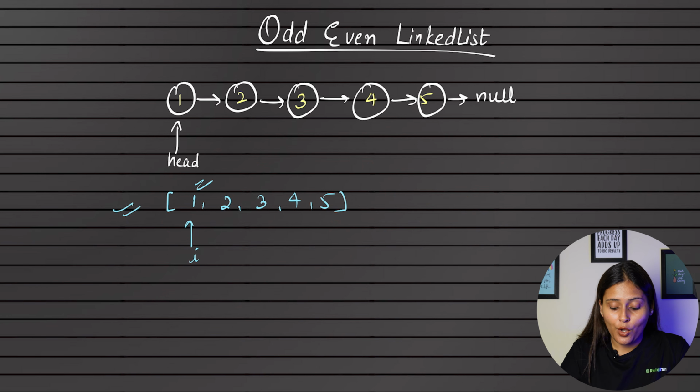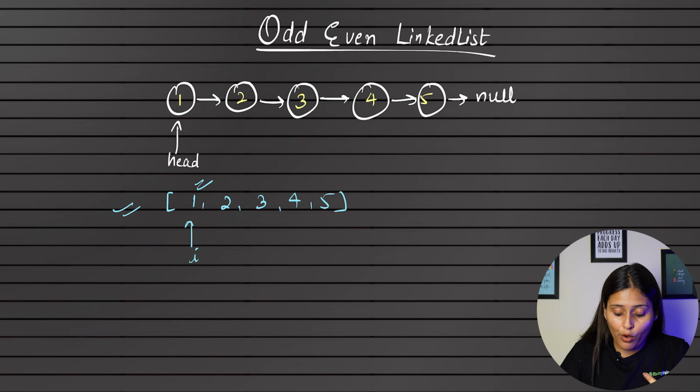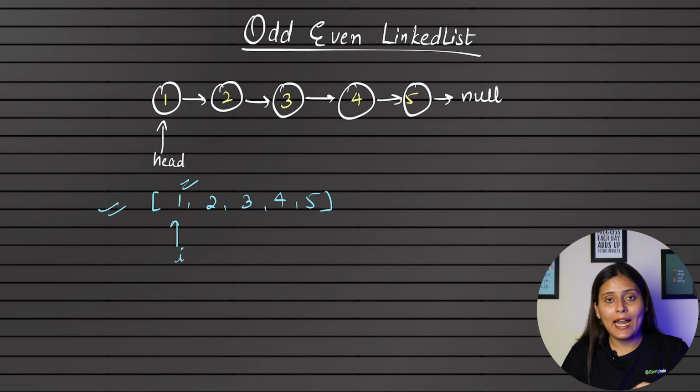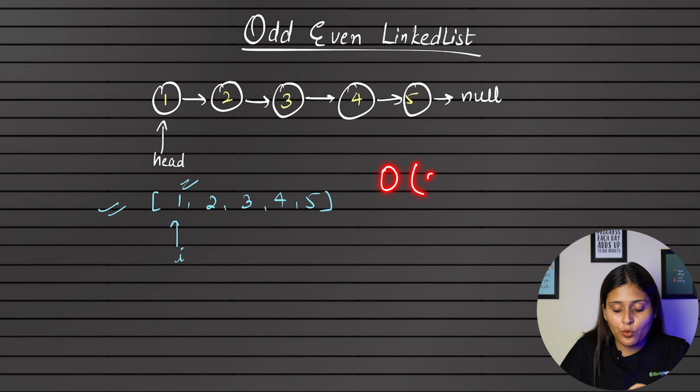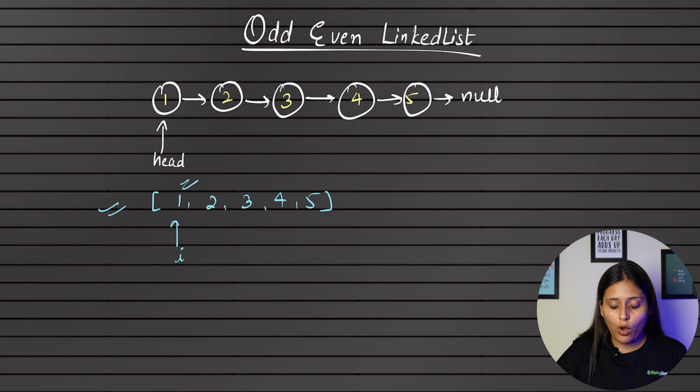But in this approach, first we will make an array and store every value, so that will take O of n extra space complexity, and we will make new linked lists, n by 2 for even and n by 2 for odd. So together O of n. So O of n for the array and extra O of n. So together O of 2n extra space complexity.